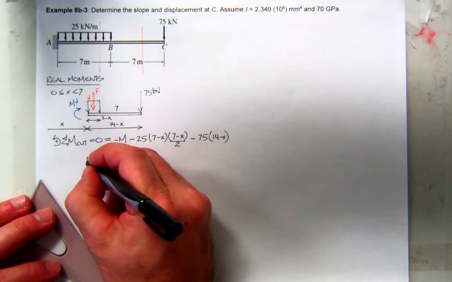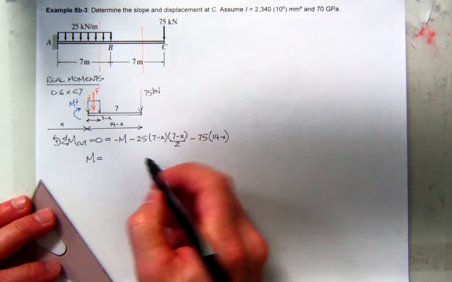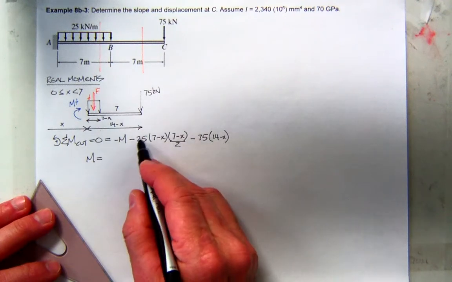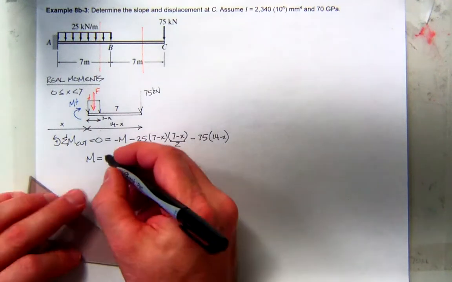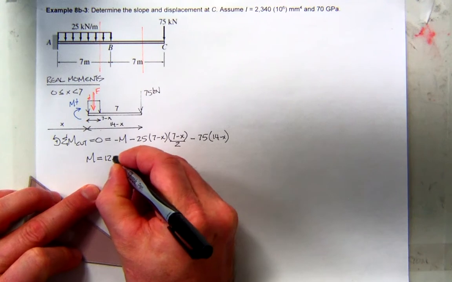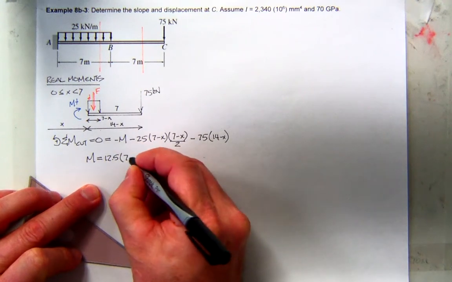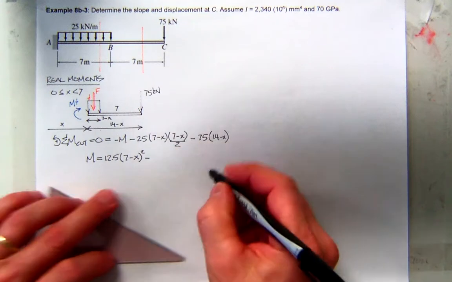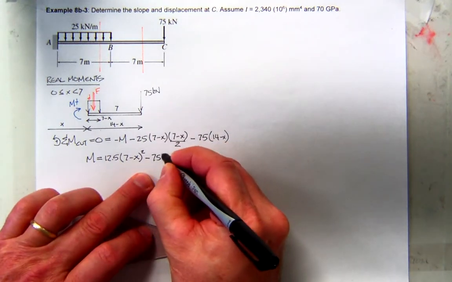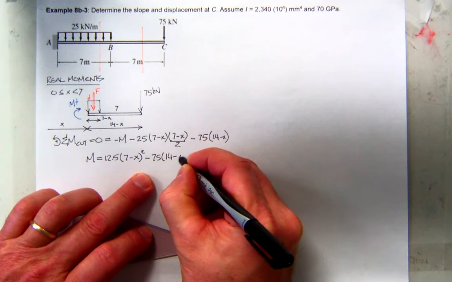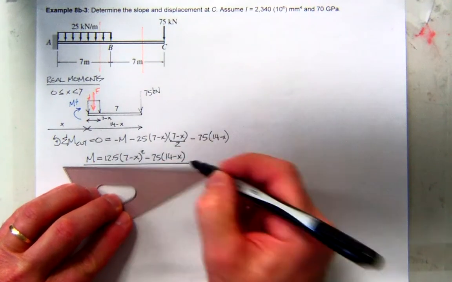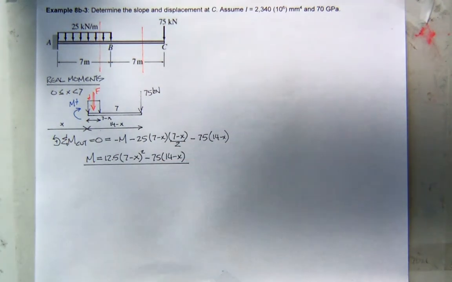So when I solve for the moment, I'll just move that to the other side. So this all becomes negative. I'll take that 25 divided by 2, which will give me 12.5, and then I'll have 7 minus x squared. Minus this one, I'll just leave it alone, 75 times 14 minus x. And I'm not going to waste any time expanding that, trying to make it nicer, because it's so fun. It's the moment expression.